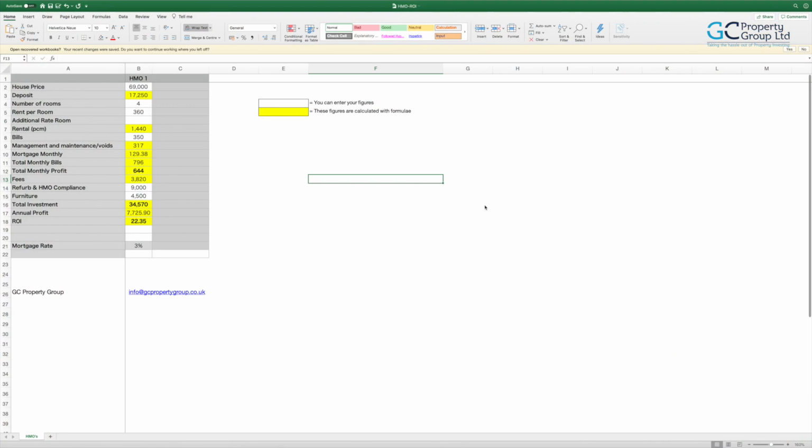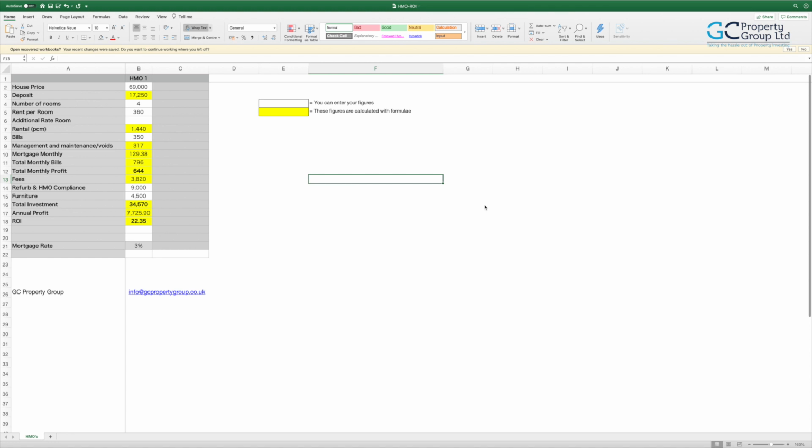And if you've got the calculators, open that HMO calculator because I'm going to show you exactly how to use that calculator and how it's been built. So without further ado, here is me demonstrating how to use that HMO ROI calculator. What this is, simply, is if you are buying a particular property and then renting it out as an HMO. So it's a very basic calculator with some refurb and compliance built into it.